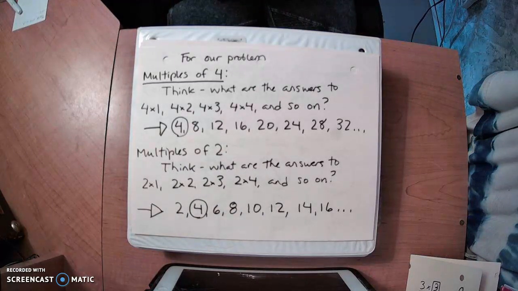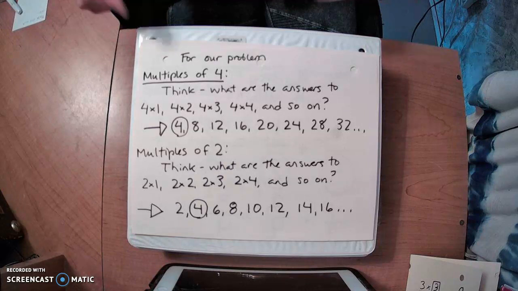Now for our problem, we have the fraction 1/4 plus the fraction 1/2 equals what? Well, for this problem, we have a denominator of 4 and we have a denominator of 2. So what we have to do is find the least common multiple, or LCM, for 4 and 2. So let's make our skip counting list.